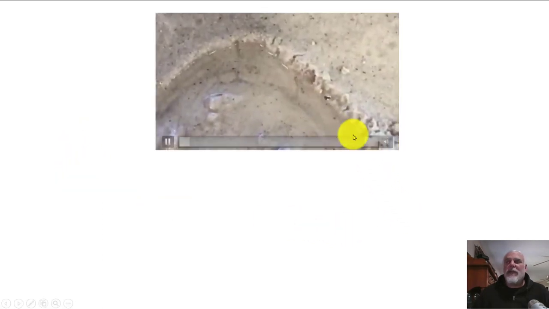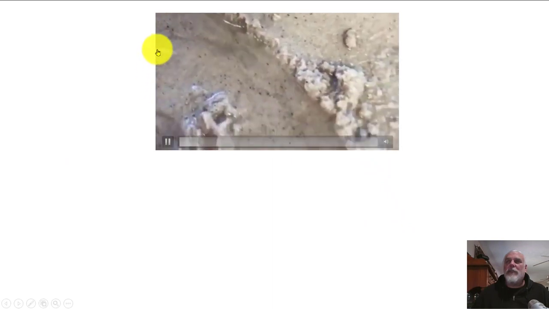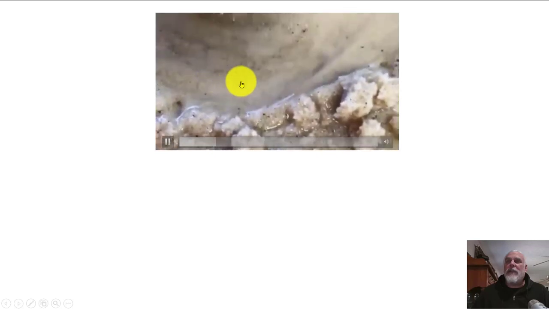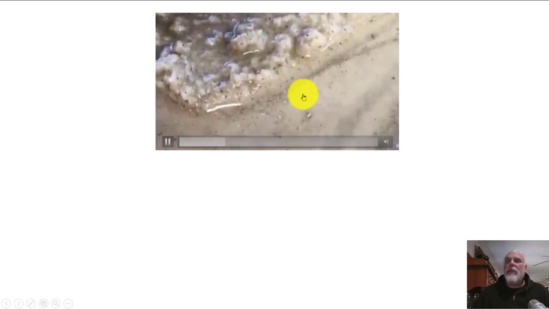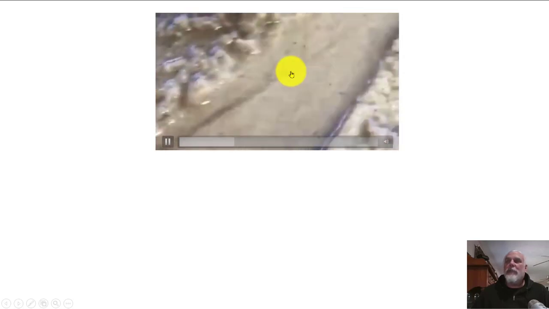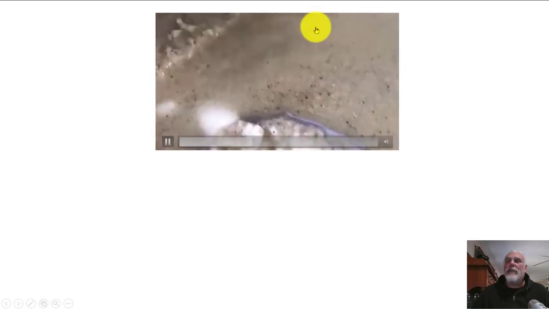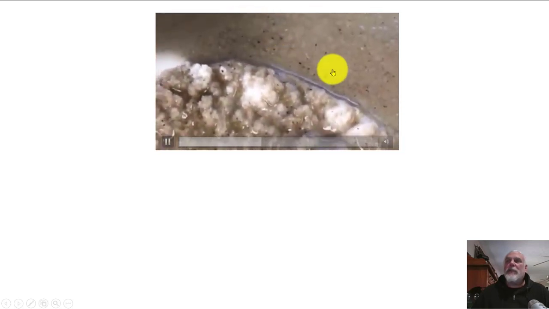Here you can see that meandering creek, the water's flowing down this way, and you can see part of the side here being eroded, and you can see deposition being formed here. So it curves back and forth. Erosion on this side, deposition on this side.